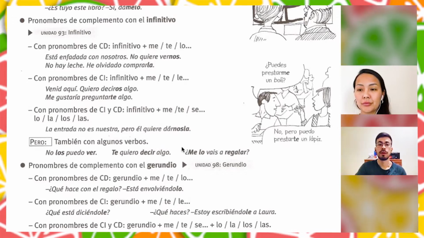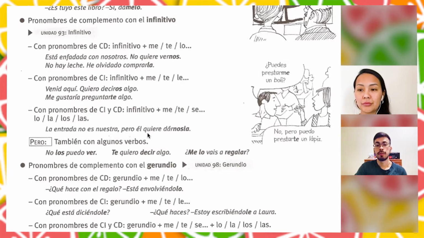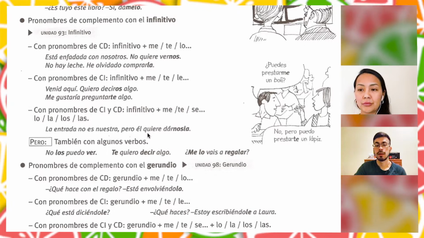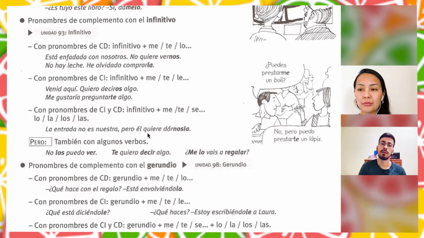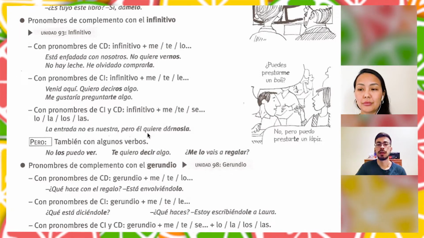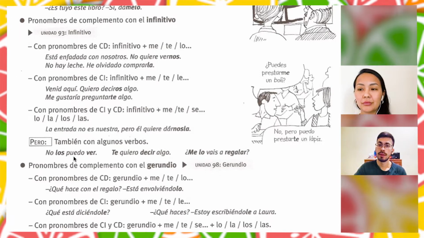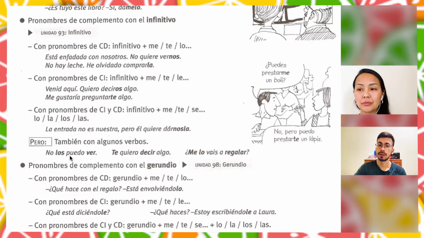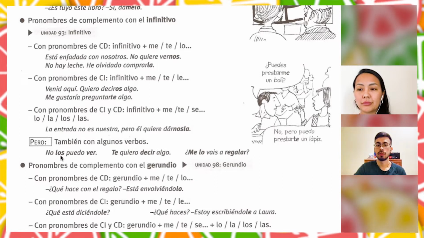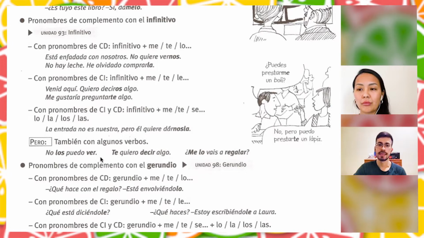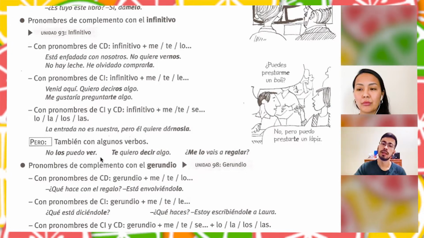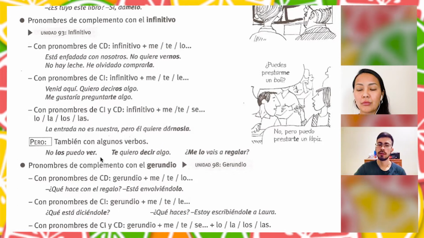For example, no los puedo ver. We can also say no puedo verlos. So we can put it before or after. But check it: it should be before the first verb. No los puedo ver, or no puedo verlos. It's the same. It doesn't change the meaning.